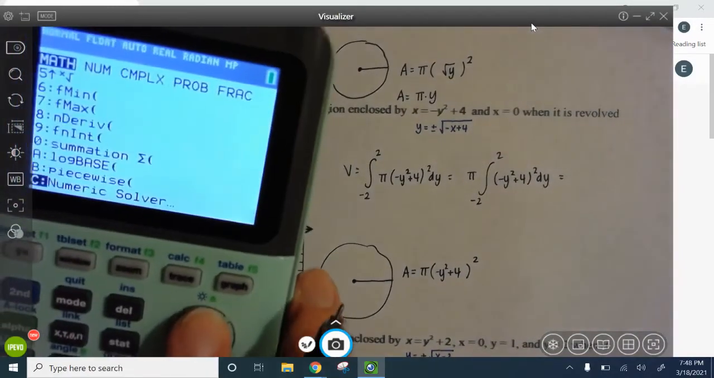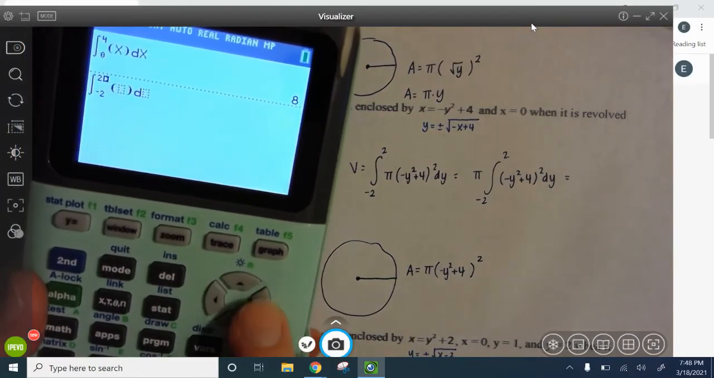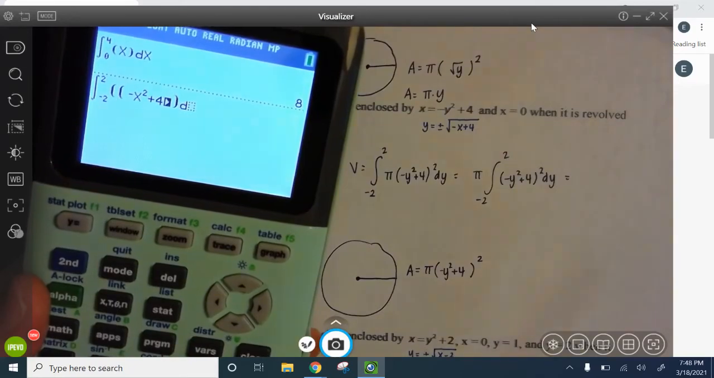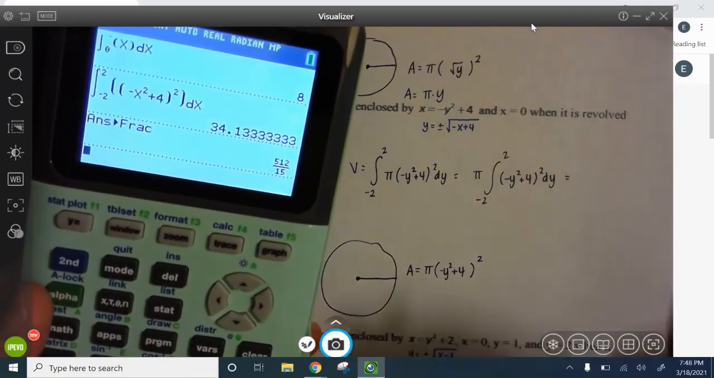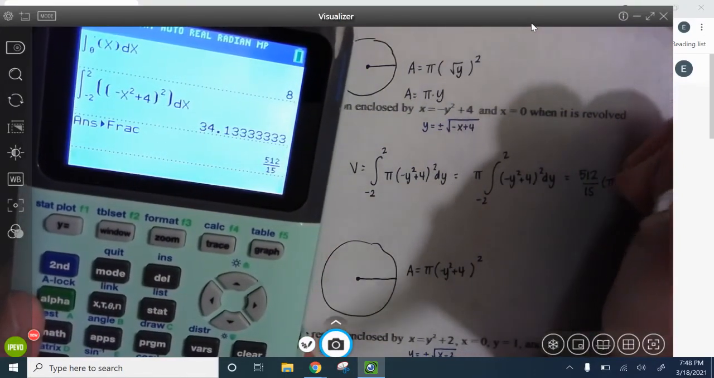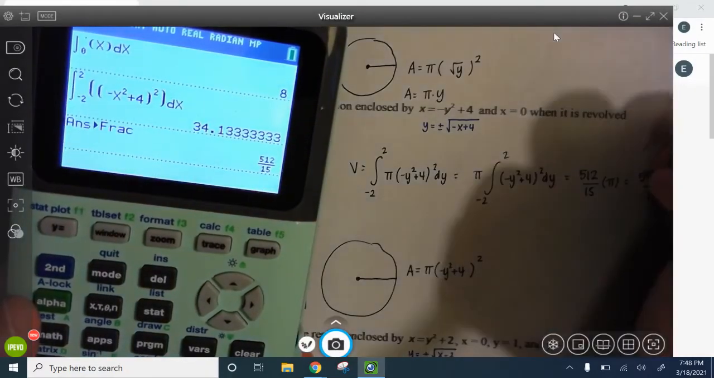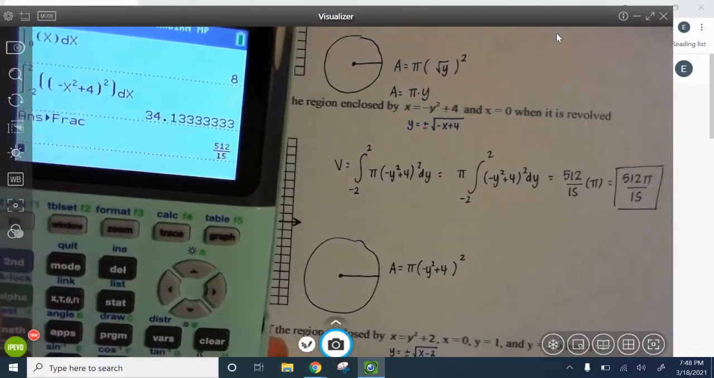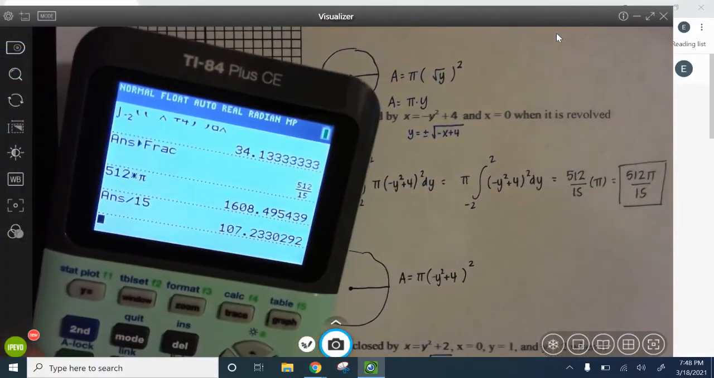And then I will go ahead and use my calculator here. So -2 to 2, the quantity of negative x squared plus 4 squared dx, which is going to be 512 over 15 times pi, which will give us a total volume of 512 pi divided by 15, which we could get a decimal approximation if we wanted to, just to see what that would look like, about 107.233.